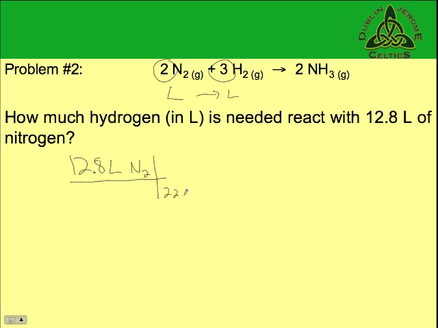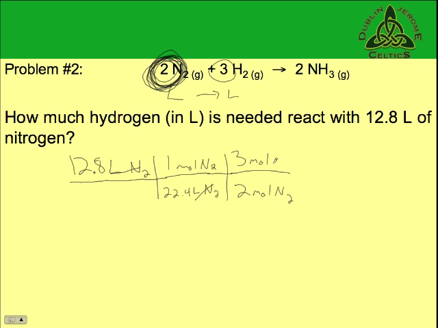Molar volume says 22.4 liters for every mole, and that's nitrogen. So that's good, but I don't want nitrogen. How do I get to the hydrogen? So we've got to do the mole to mole conversion. It looks like it's a 3 to 2 mole ratio of hydrogen to nitrogen. I've got nitrogen here, so I want my 2 moles of nitrogen on the bottom. That comes from that right there. Did I circle it enough? Yeah, I think that made it clear.